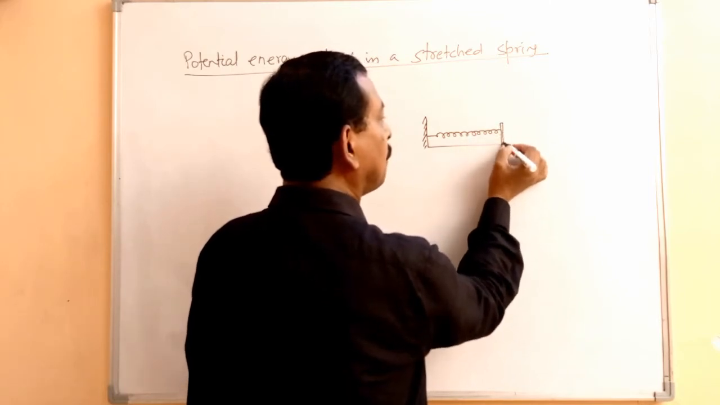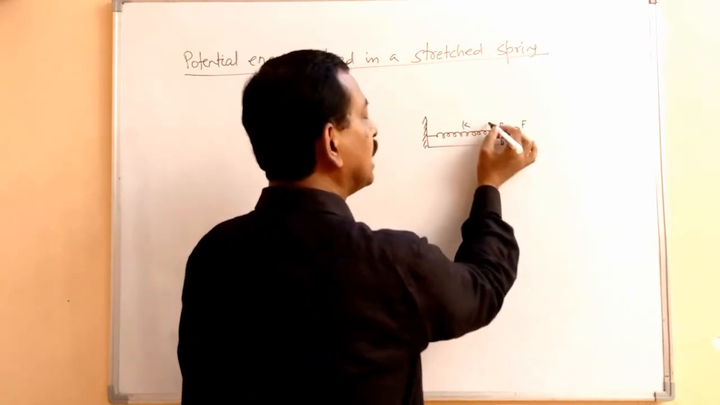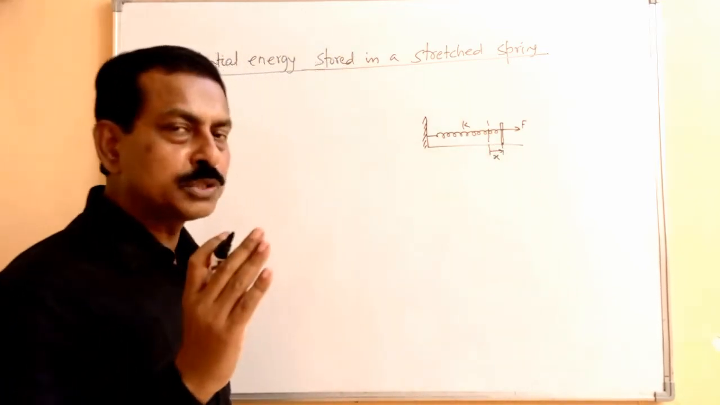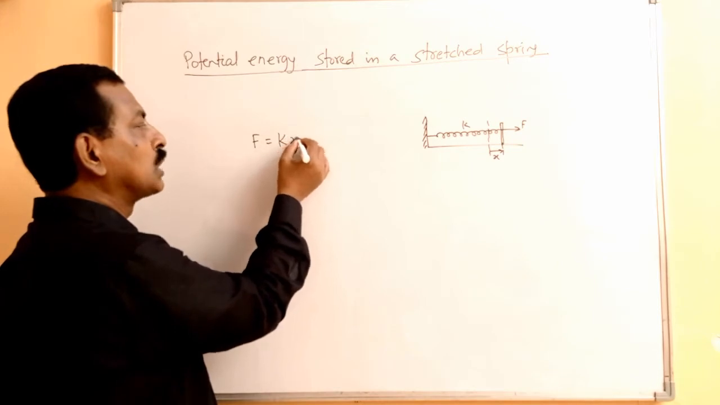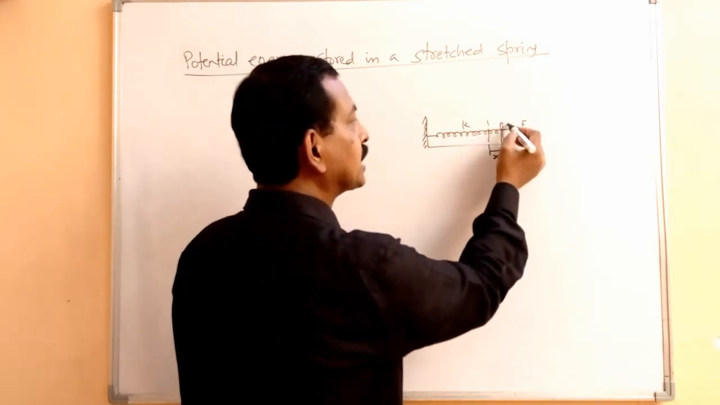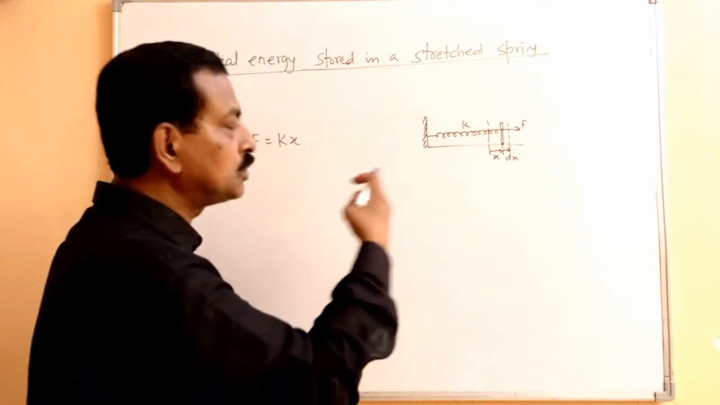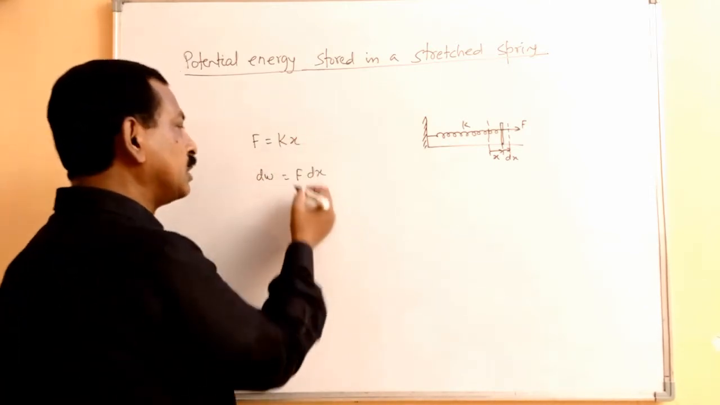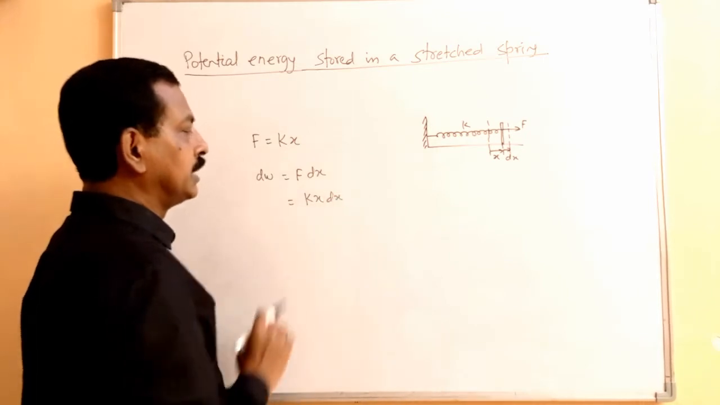So here again, if this is a spring of spring constant K, and there is a force F applied which is producing an extension x, F is the force which produces an extension x. So this F will be equal to Kx. Now, if I stretch it further through dx, the small work done in stretching it through dx will be equal to how much? It will be your F dx. Now, if I put for F, this is your Kx dx. So this is your small work done.